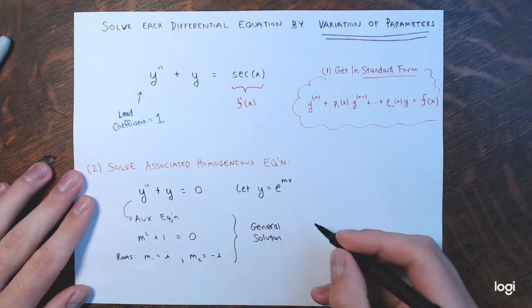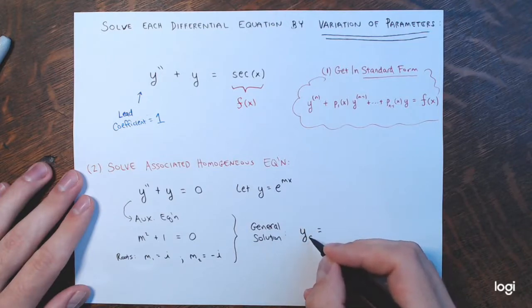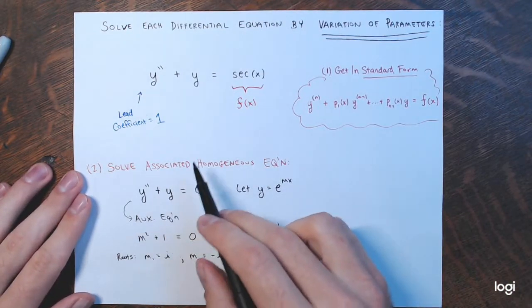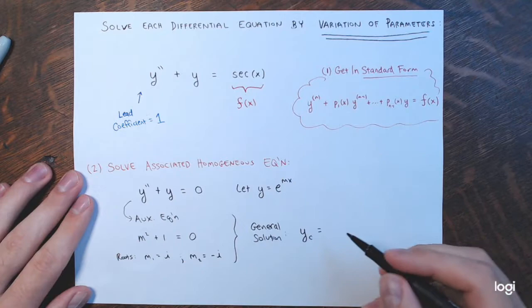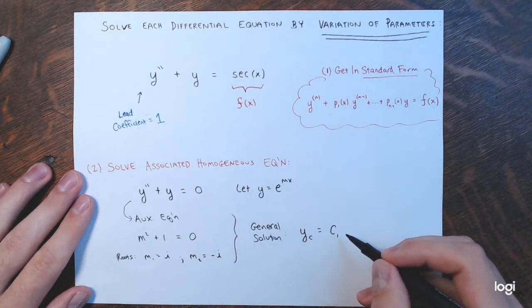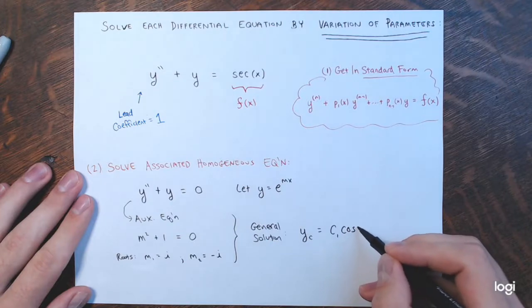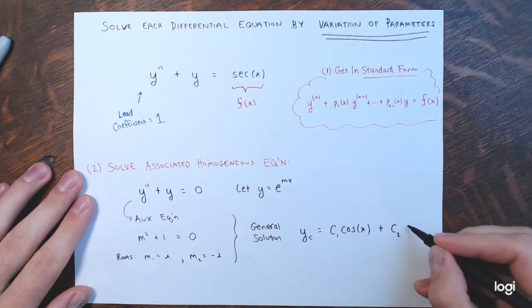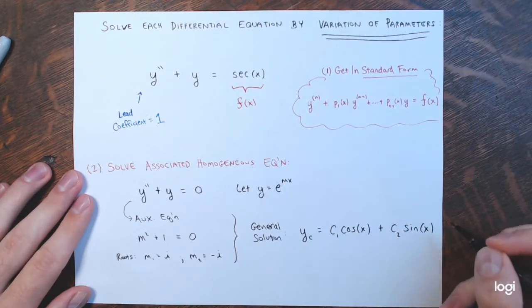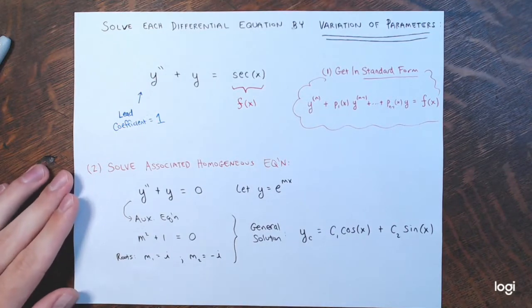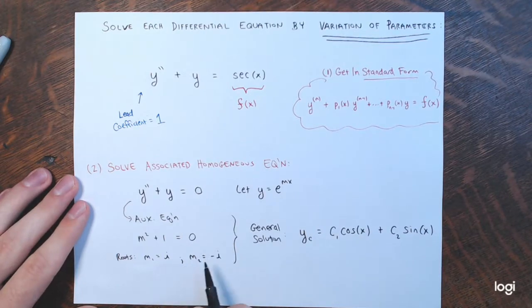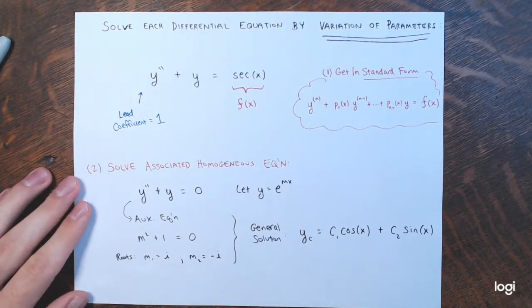The general solution, which again I'm calling yc for the complementary function, the solution of the associated or complementary homogeneous equation, is some constant c1 times the cosine of x plus, and then some other constant c2 times the sine of x. And again, hopefully you remember solving homogeneous equations like this with constant coefficients. What happens when you get complex conjugate roots.